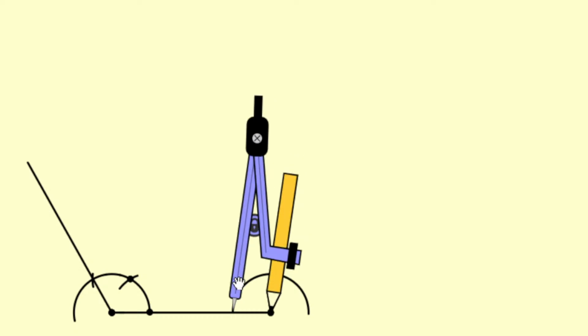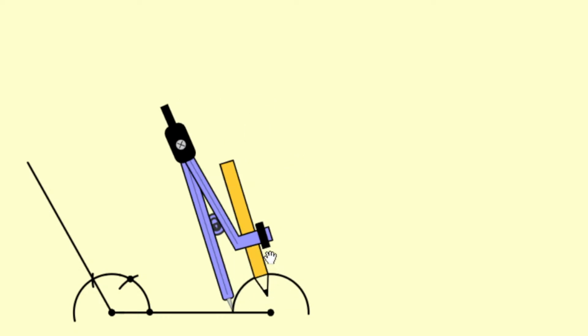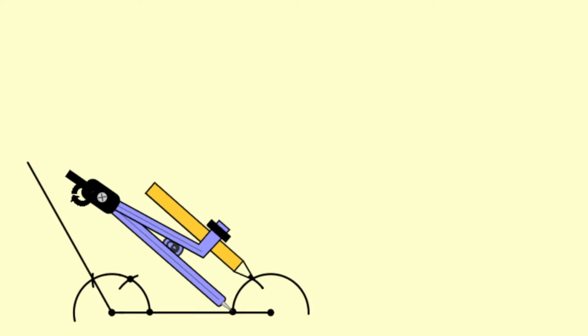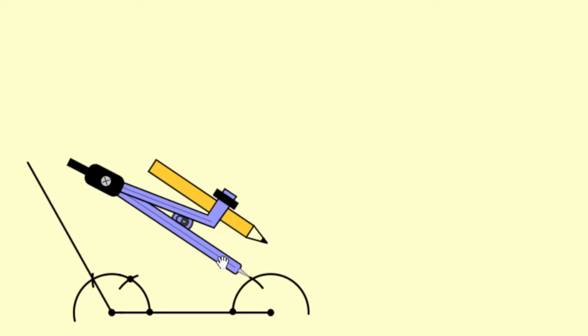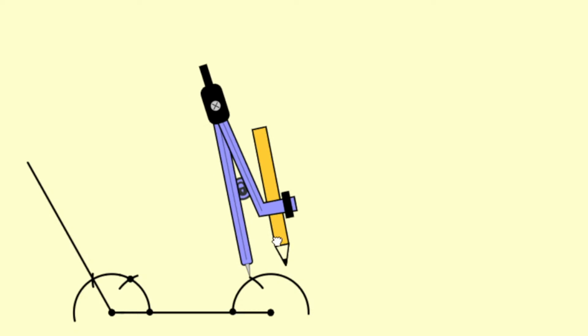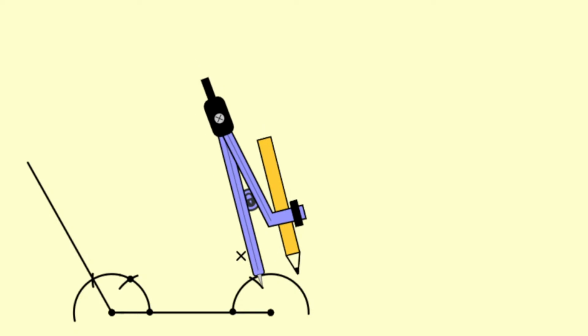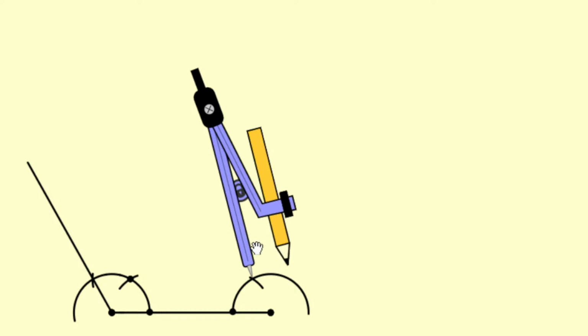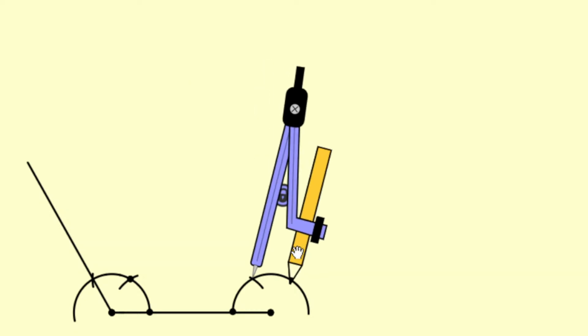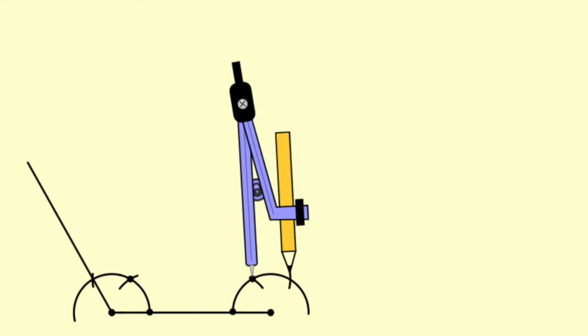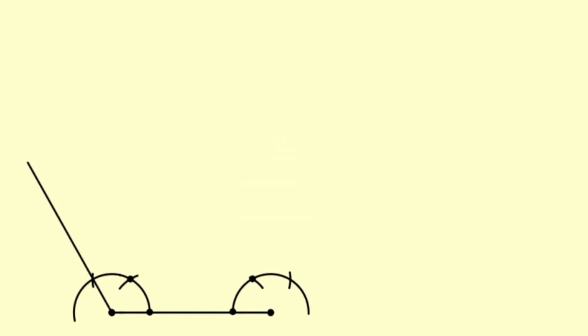Now at this point you have to keep the compass and draw one arc. This arc is going to give you an angle of 60 degree. Now keep your compass at this point and again draw one arc. The second arc is going to give us an angle of 120 degree.